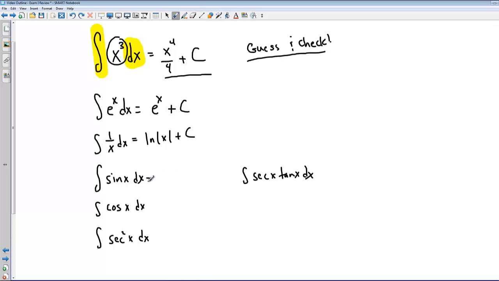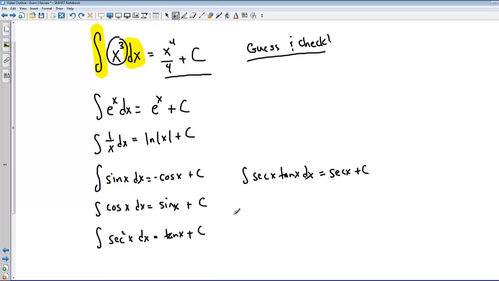So if you integrate sine of x dx, my guess is cosine of x plus c, but you would be off by a negative sign, because when you take the derivative of cosine of x, it's negative sine of x. You put a negative right there. The integral of cosine of x, my guess would be sine of x, and then plus c. And if you take the derivative of sine of x, you get back cosine of x, so it's good. The integral of secant squared x dx is tan x plus c, because the derivative of tan of x is secant squared x. And the integral of secant x tan x dx is just secant x plus c.